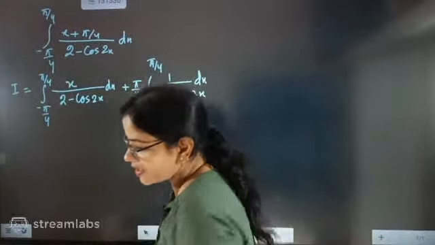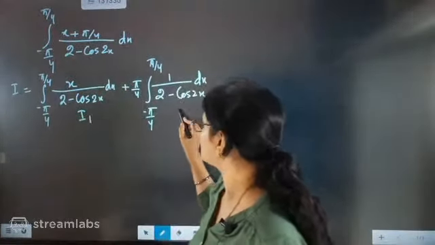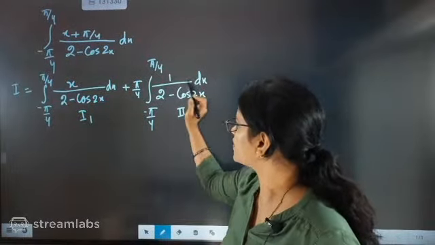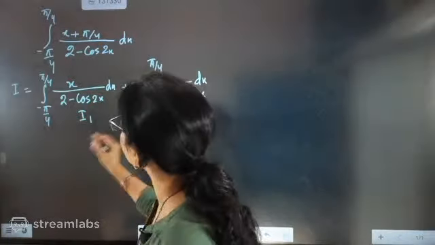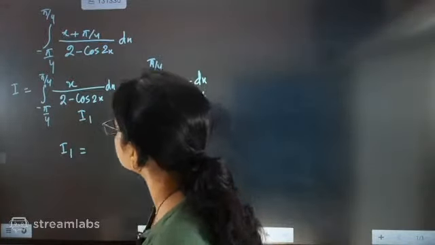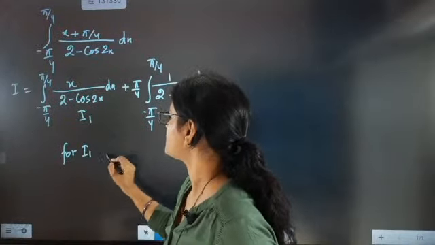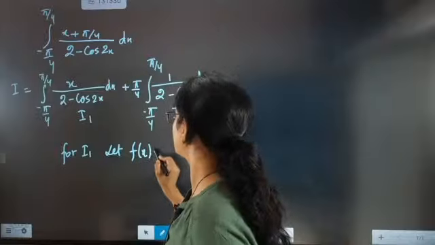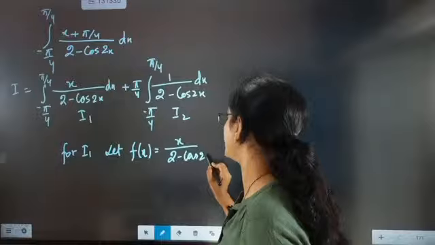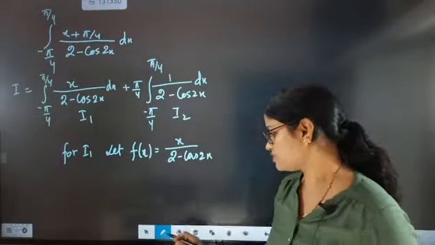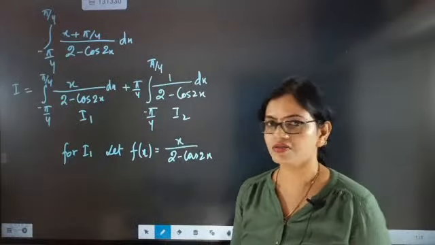Done. Now again the old method, just check which one is exactly going to be even, which one is going to be odd. So take this one as I1 and take this as I2. Now first check for I1. For I1, let f of x equal to x by 2 minus cos 2x. Now you have to check whether it is odd or even, because the most important thing is if it is going to be even, then only it is going to stay with you. If it is odd, throw it out.